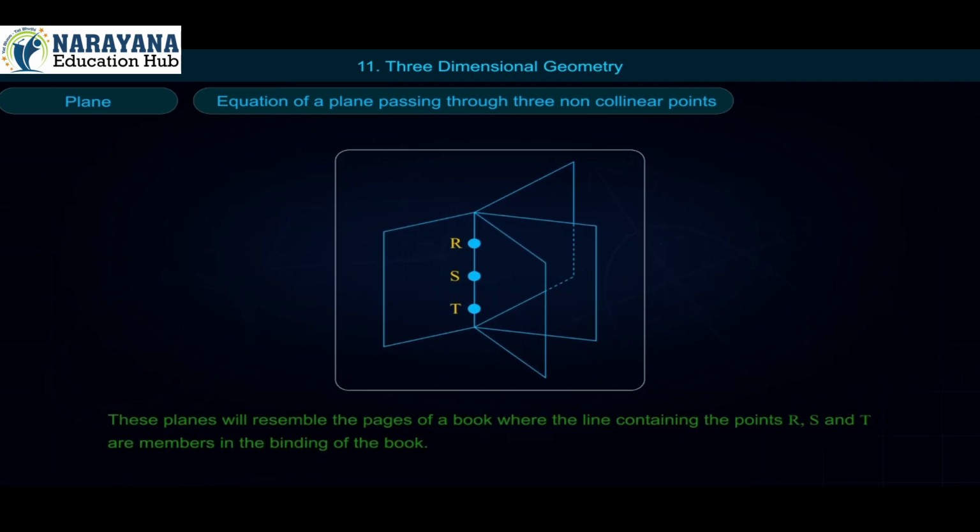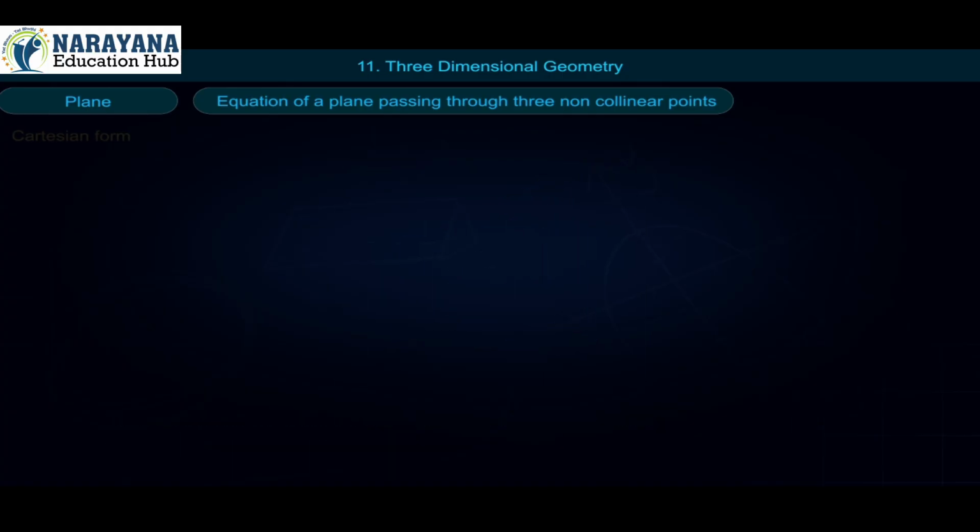These planes will resemble the pages of a book, where the line containing the points R, S and T is like the binding of the book.